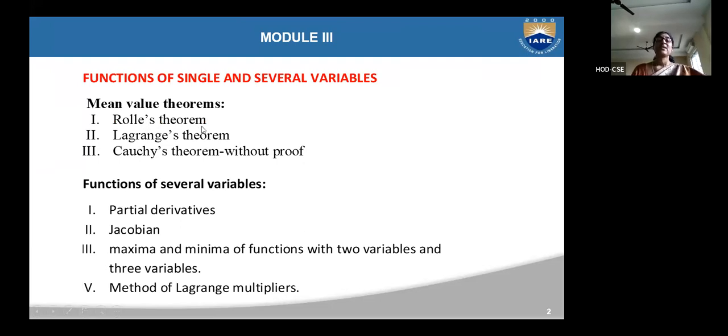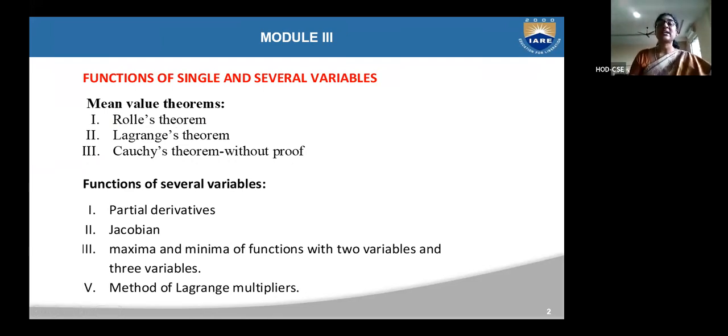That means we just want to know how the students have understood the theorem. For that purpose, for the first two, we are taking the geometrical interpretation, to see geometrically how you people have understood.